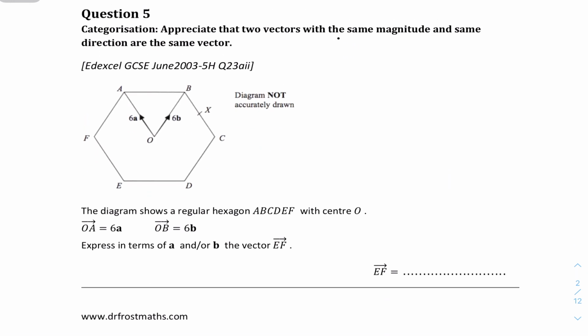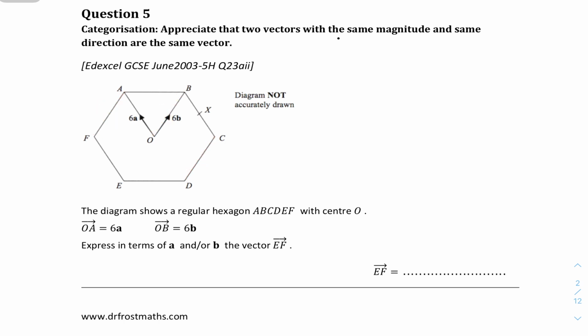In question 5, express in terms of a and or b the vector EF. And we know that this is a regular hexagon, and because it is regular, that means that each side corresponds to other sides as they are parallel. So for example, OA here is parallel to this side here and to this side here. That means all of these have a as the vector. Consequently, OB, this side here, is parallel to this one and this side. That means they must be b.